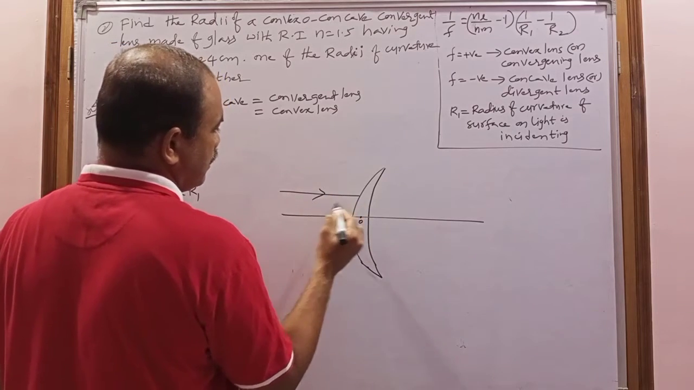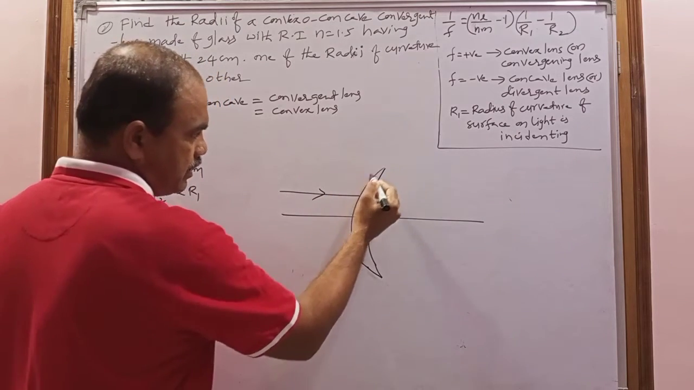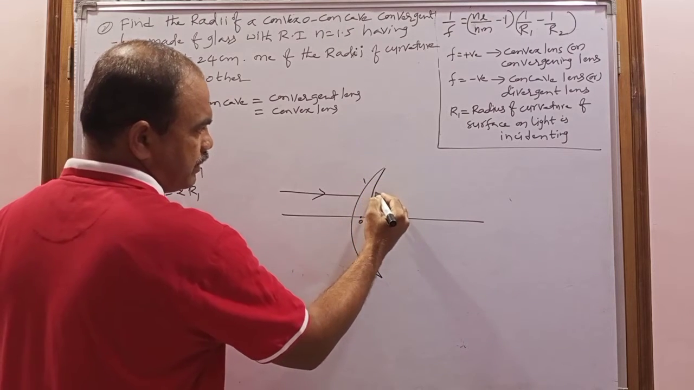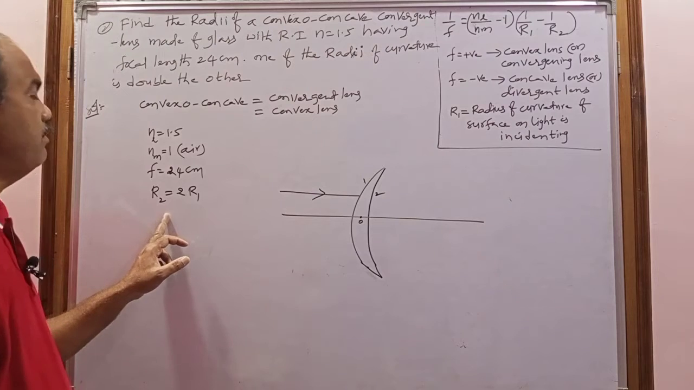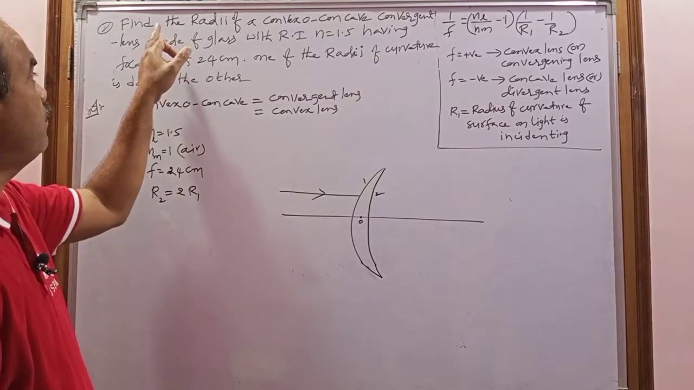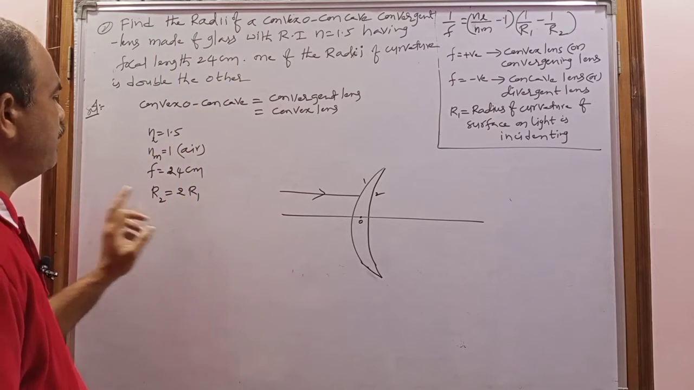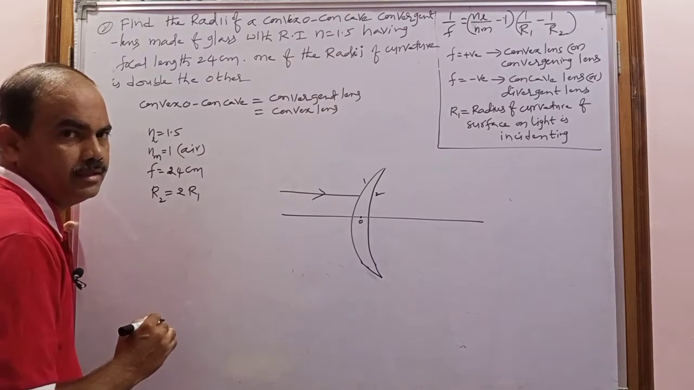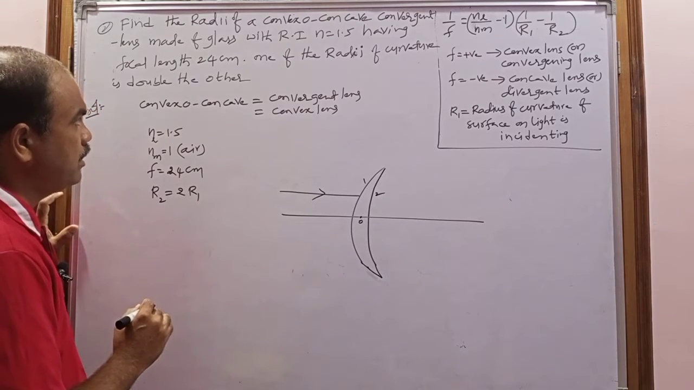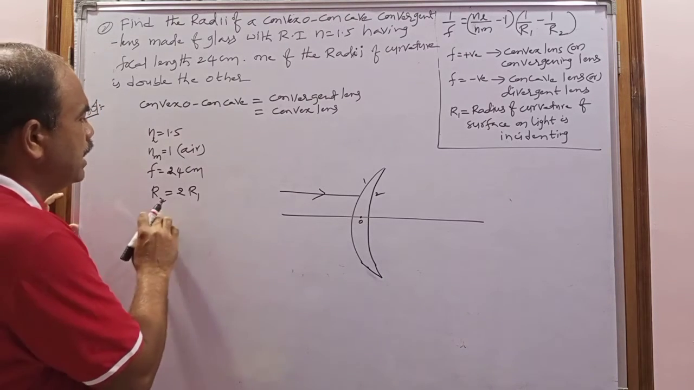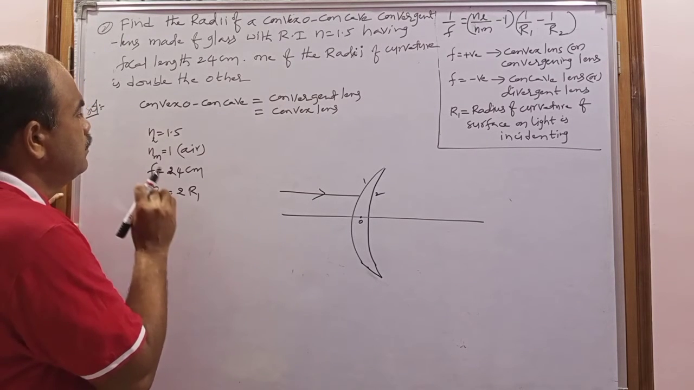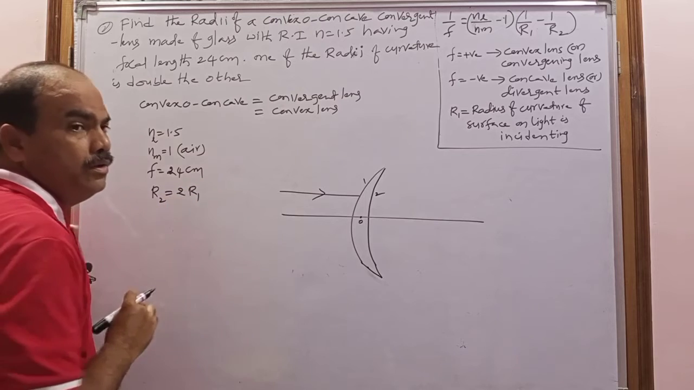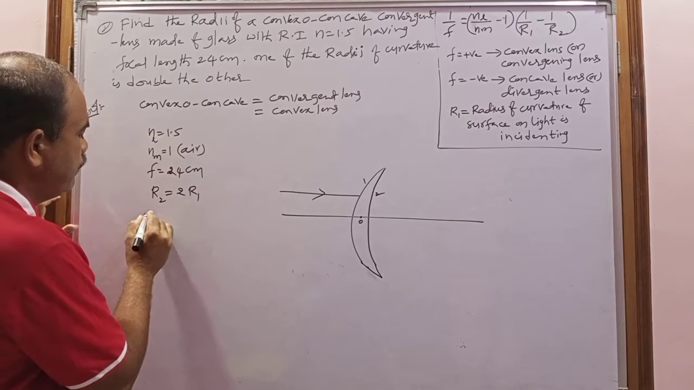So this is the incident light that is incident on this surface. Then this is the first surface and this is the second surface. And which formula do we have? What we have to find is the radii, R1 and R2. You have to calculate what is R1 and what is R2. So to find R1 and R2, which formula do we have to take? Lens maker formula.